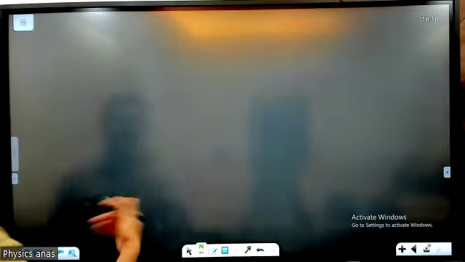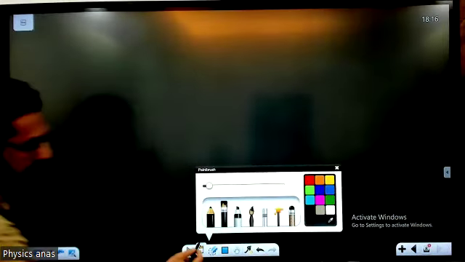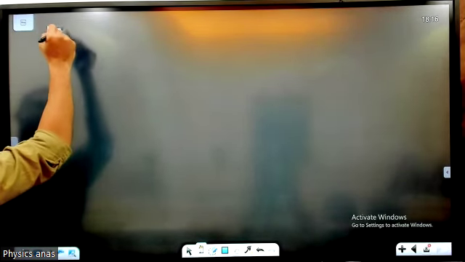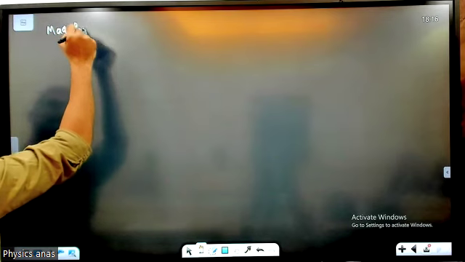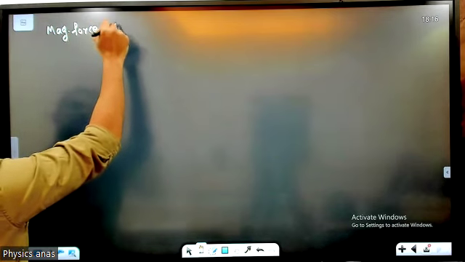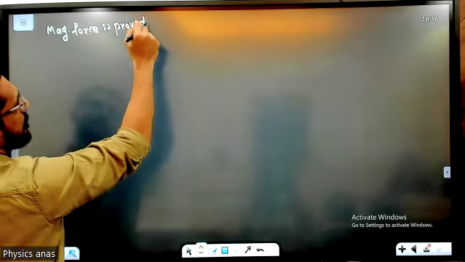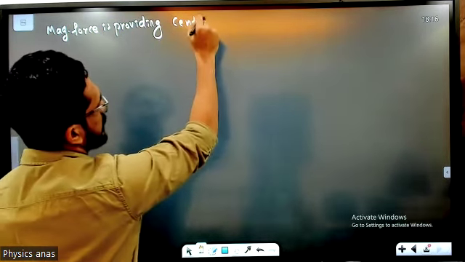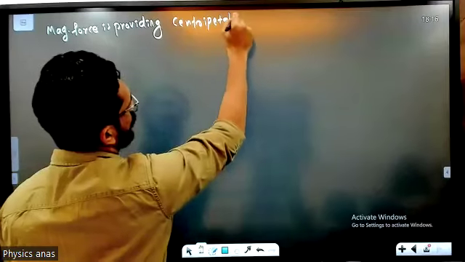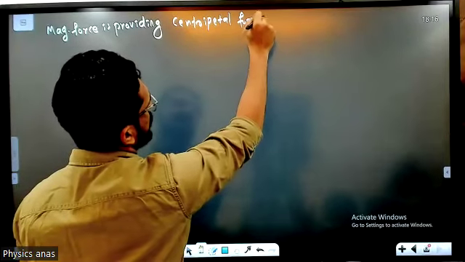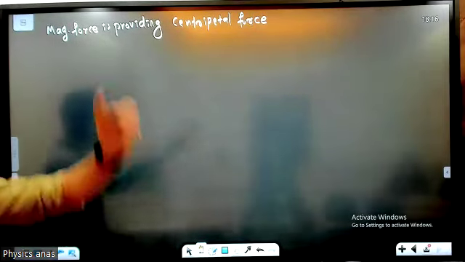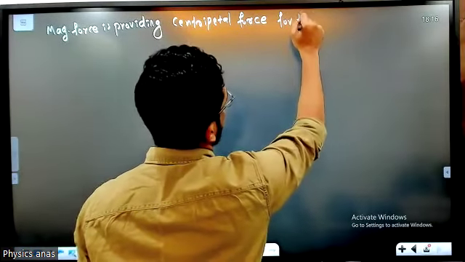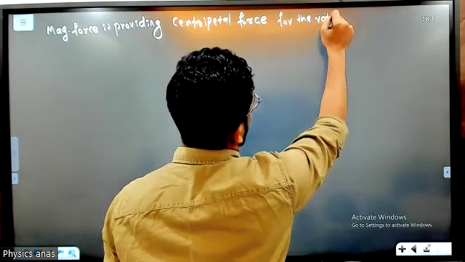Who is providing the centripetal force for this circular motion? Magnetic force. Yes, magnetic force is providing the necessary centripetal force. Why is the centripetal force needed? Centripetal force for the rotational motion.